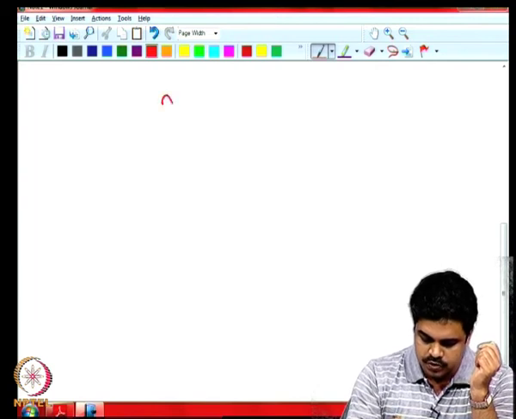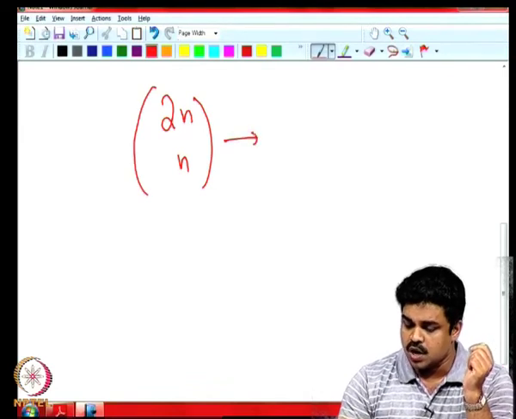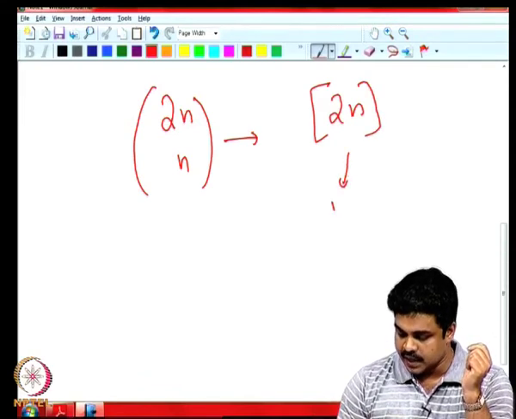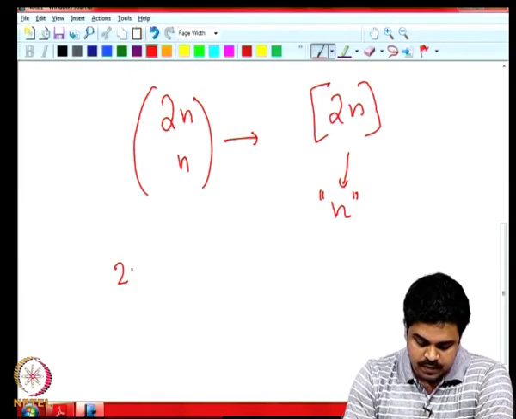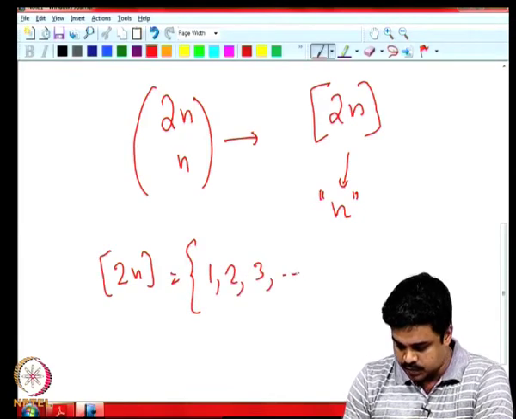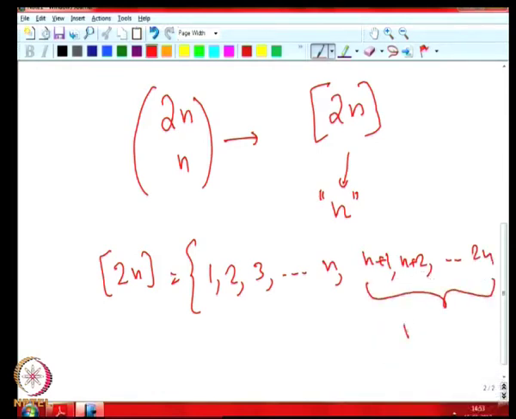We want to show that 2n choose n is that summation. What is 2n choose n? It means out of 2n things, say numbers 1 to 2n, you are selecting n things. How many ways can you select the n subsets of 2n? Let us say 2n is written like this: 1, 2, 3 up to n, and then n plus 1, n plus 2, up to 2n. Let us say these are women and these are men.